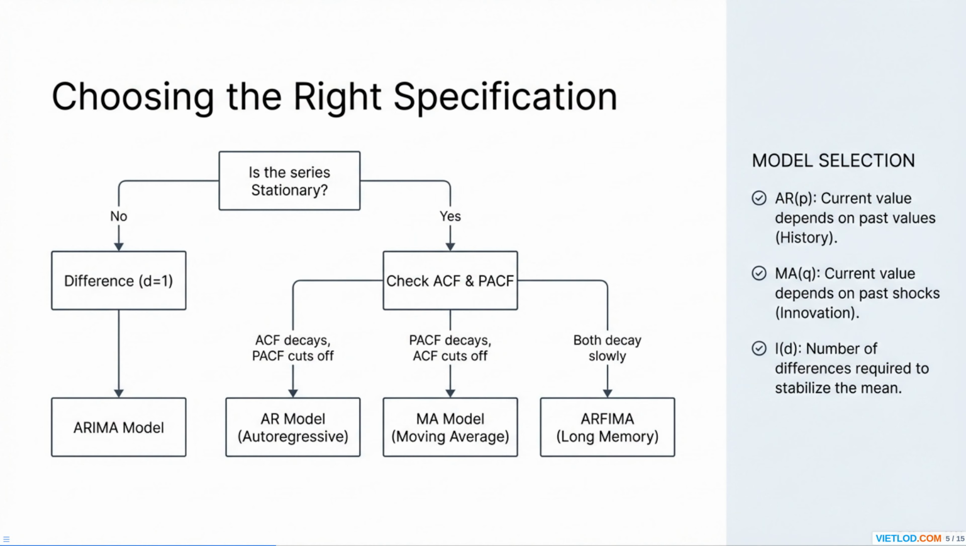Conversely, if the PACF decays slowly and the ACF cuts off sharply, it points to a moving average, or MA model. An MA(q) model indicates that the current value is influenced more by past shocks or innovations. Finally, if both the ACF and PACF decay slowly without a clear cutoff, it might suggest a process with long memory, leading us to consider an ARIMA model. This systematic flowchart helps us precisely identify the underlying structure and select the most appropriate model specification.